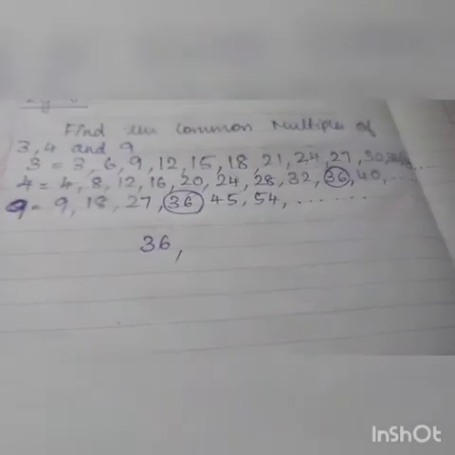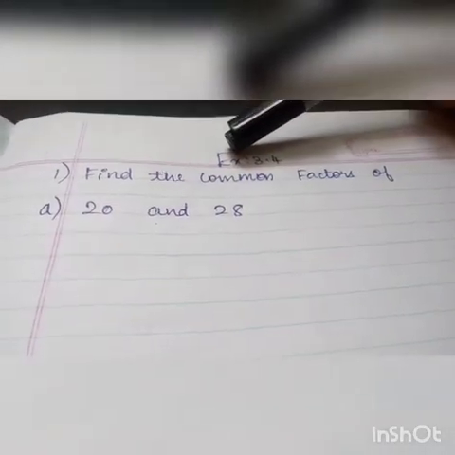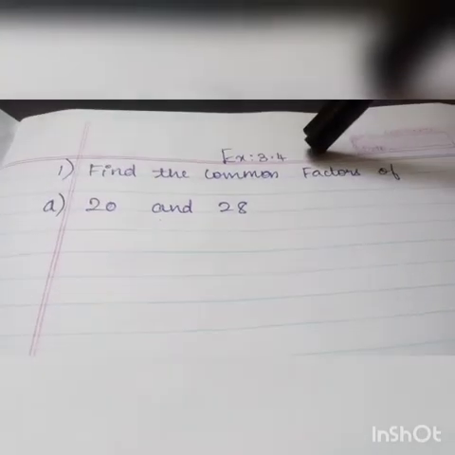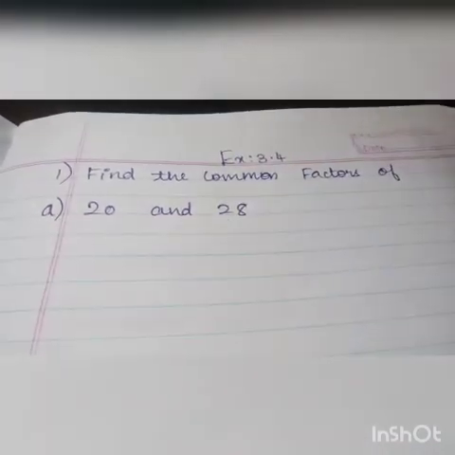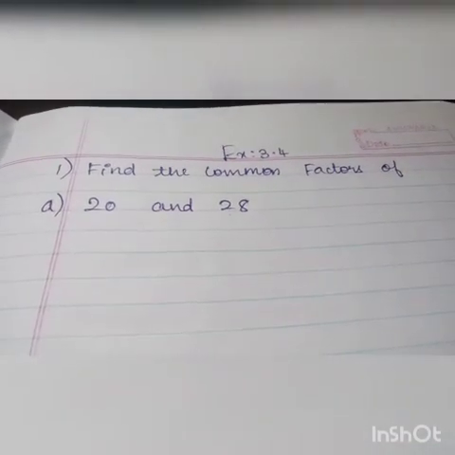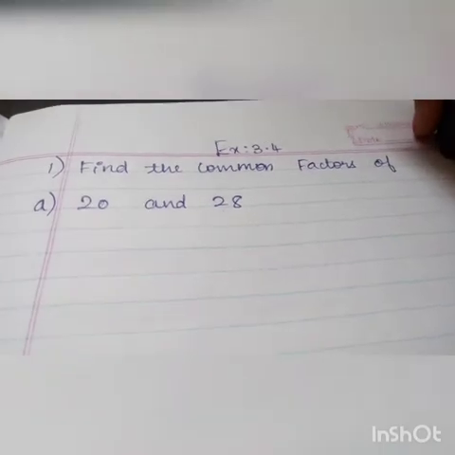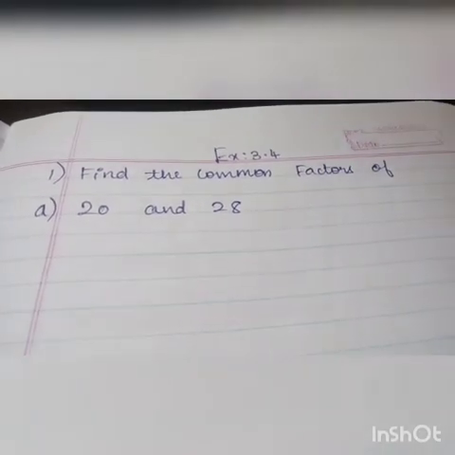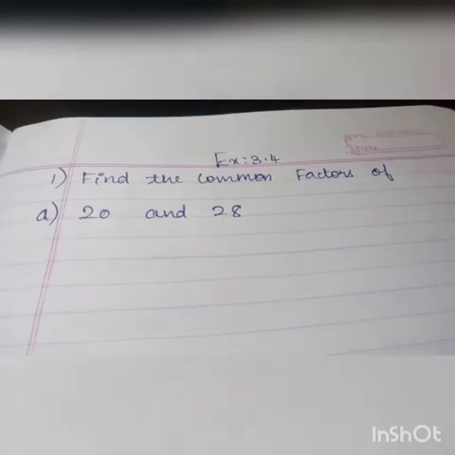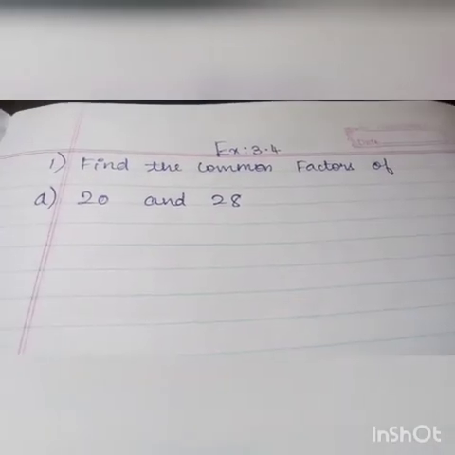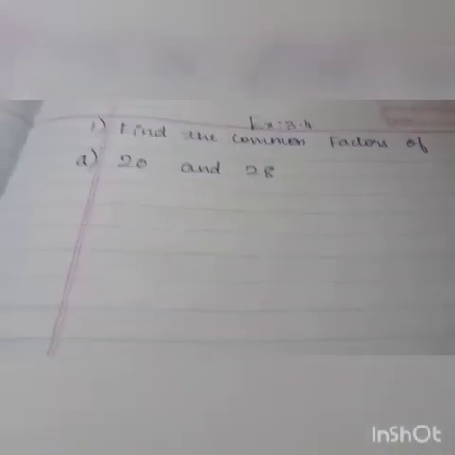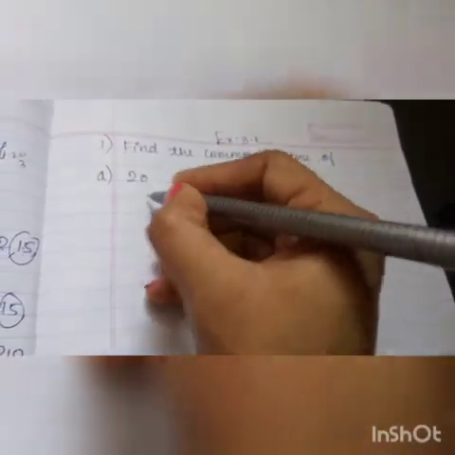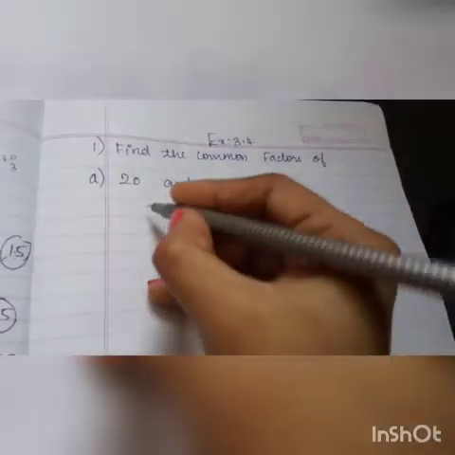Okay children, now we are going to discuss our exercise problem, exercise 3.4. Find the common factors of 20 and 28. See, in the example problem it was somewhat difficult, but the exercise problem is very easy. It will be very easy for us to find the factors and common factors. Don't worry. So before going to common factors, what should you find? You should find the factors of 20 and 28. Okay. Just I am going to find the factors.